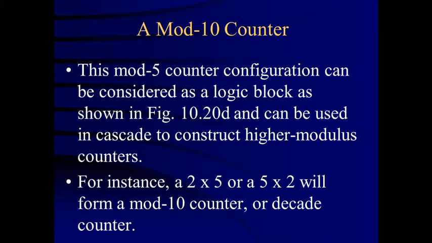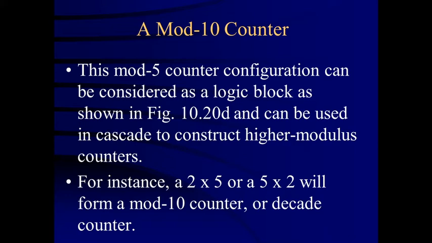A single flip-flop, when J and K are connected to VCC and it is working in toggle mode, will be utilized as a modulus 2 counter. So there are two different ways a mode 10 counter or decade counter can be prepared. Either you can prepare 2 multiplied by 5 or 5 multiplied by 2 to form a mode 10 counter or a decade counter. So we are going to study this counter in detail.